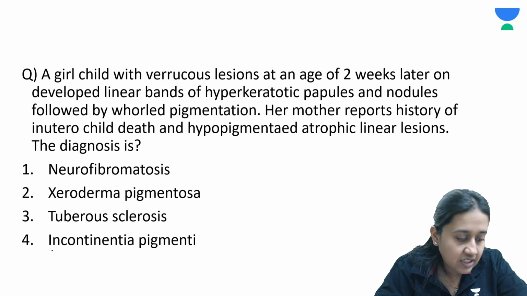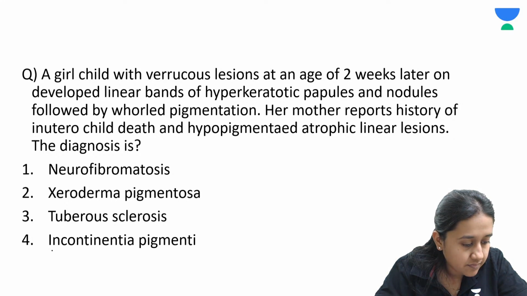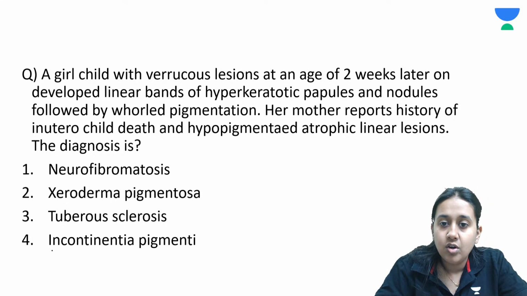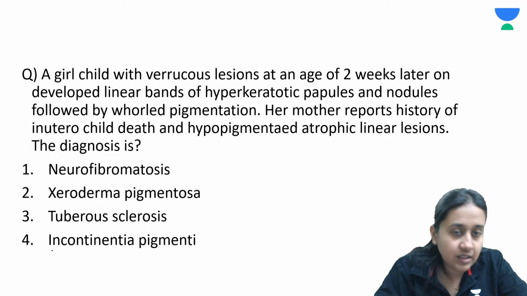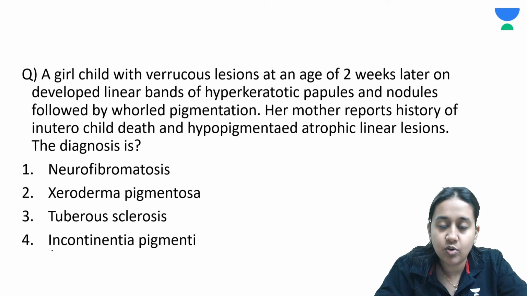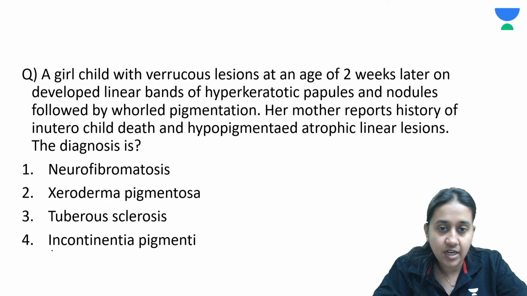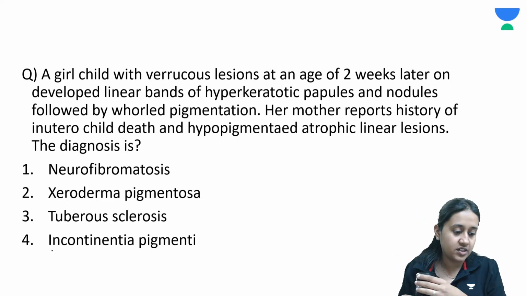A girl child with verrucous lesion at an age of 2 weeks later on develops linear bands of hyperkeratotic papules and nodules followed by whorled pigmentation. Her mother reports history of in utero child death, hyperpigmented atrophic lesion. What is the diagnosis?